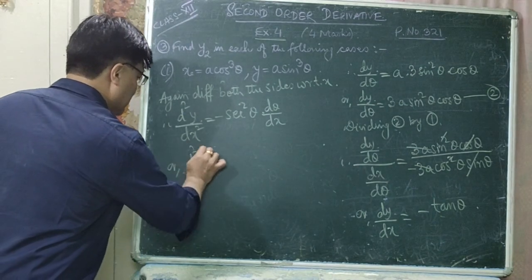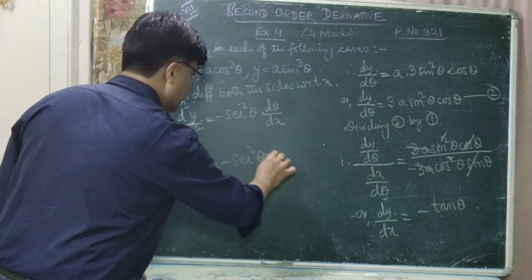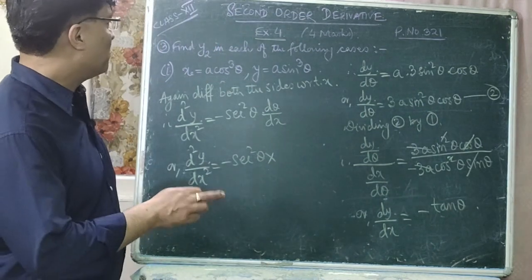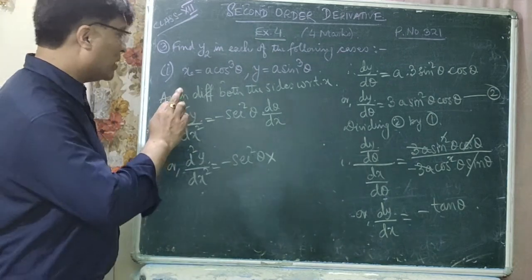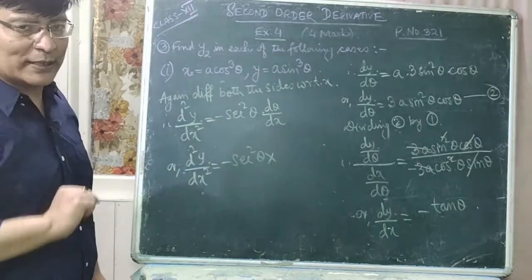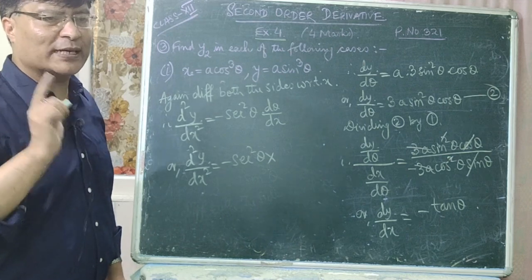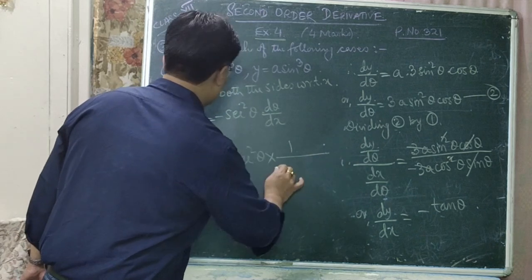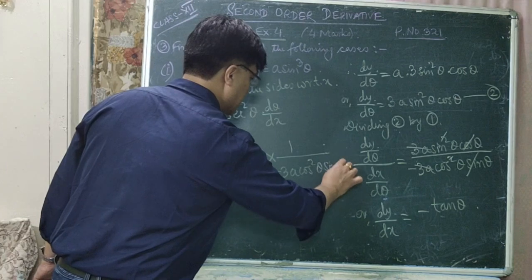Or d square y by dx square is equal to minus sec square theta into, what was the value for dx by d theta? It was minus 3a cos square theta into sin theta, isn't it? But what is the value for d theta by dx? Dx by d theta was, you can check it in number 1, minus 3a cos square theta into sin theta. So what is the value for d theta by dx? It is 1 upon minus 3a cos square theta into sin theta.